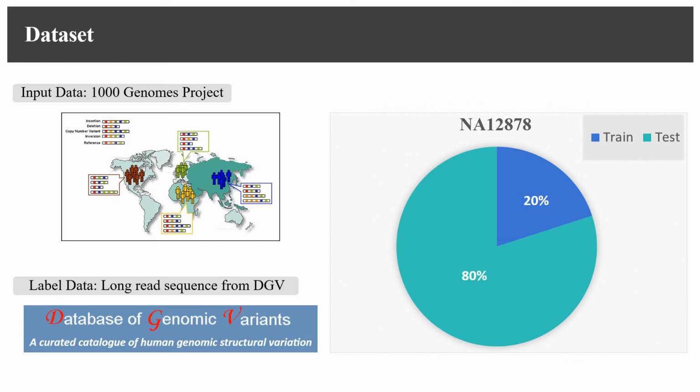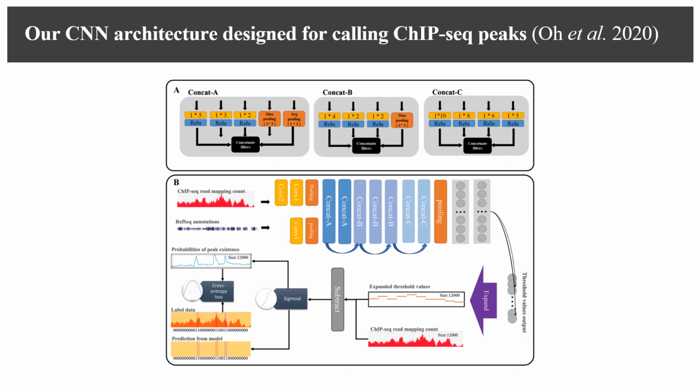20% of label data were used for training and the rest for validation. Detecting genome segments involved in CNVs is similar to outlier detection in one-dimensional signal data.